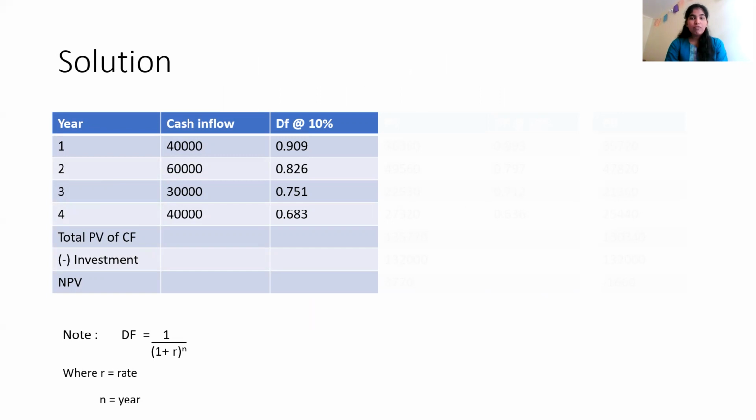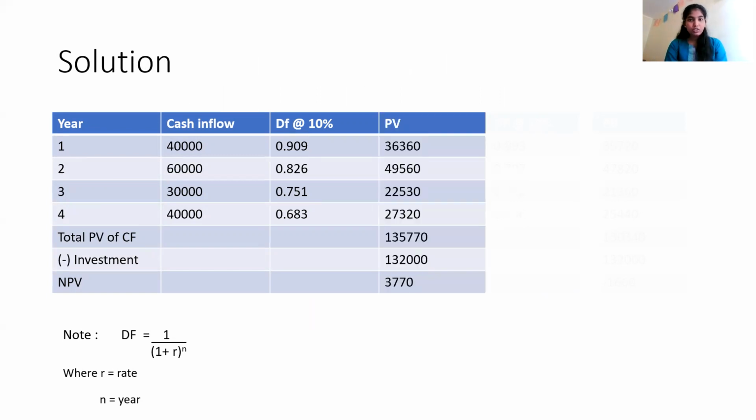After this, you'll have to calculate your present value. So it will be cash flow into your discount factor at 10%. So you'll be doing 40,000 into 0.909, 60,000 into 0.826. You can take 3 decimal points, it's enough. And you'll be getting your present value of cash inflows. You're going to sum that up. When you add that, you're getting 1,35,770.